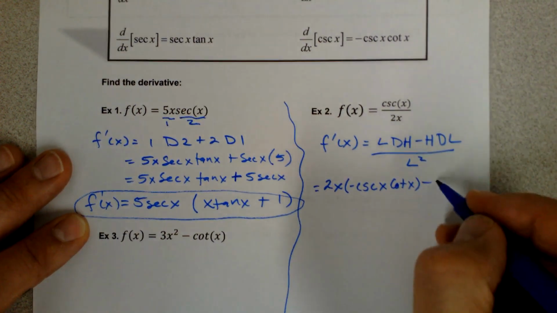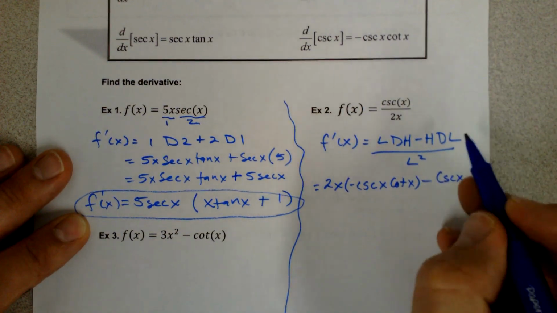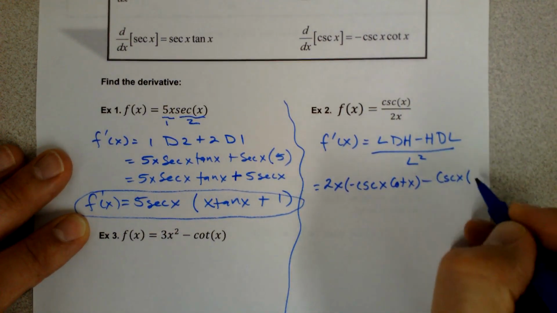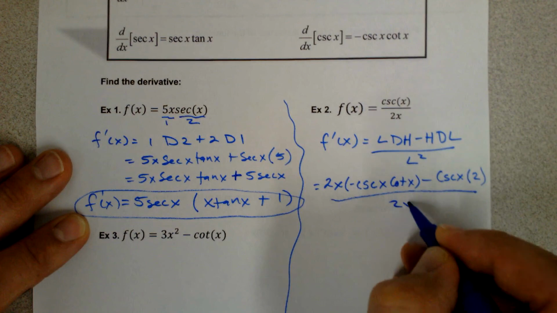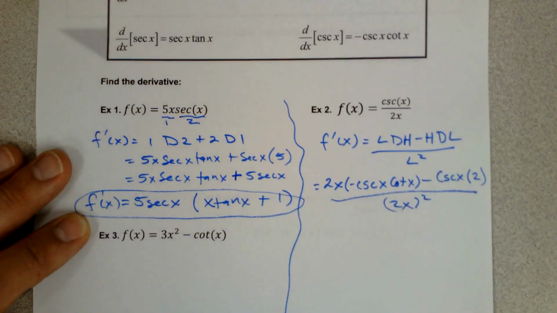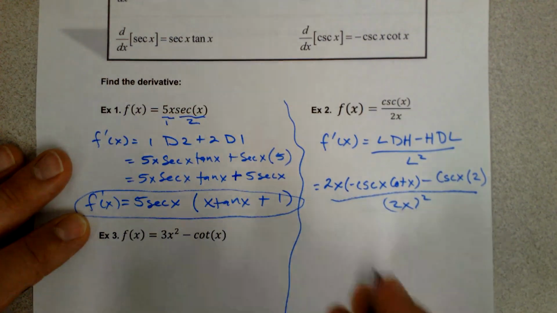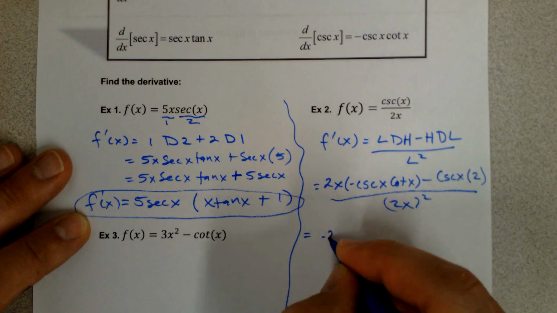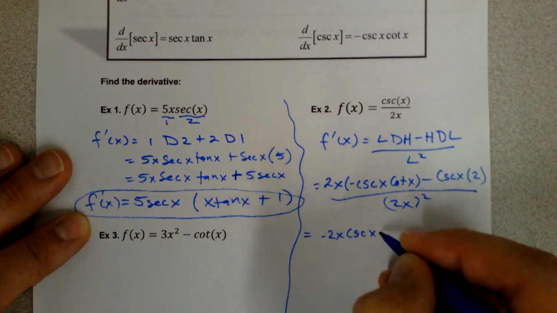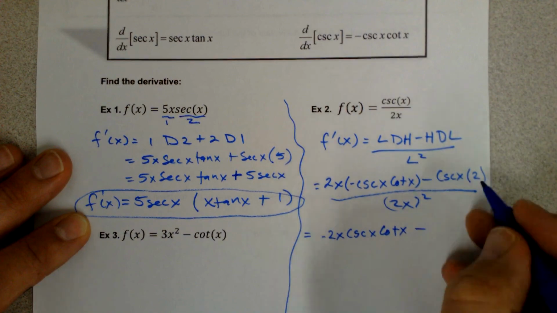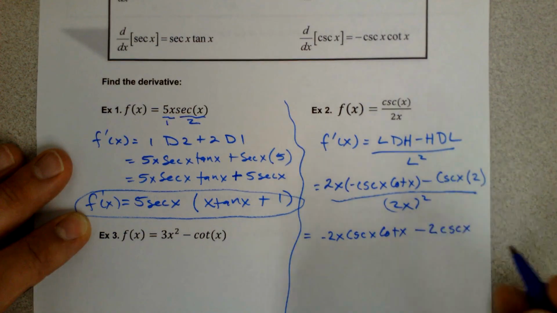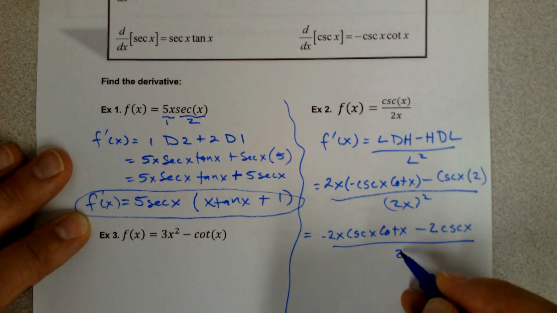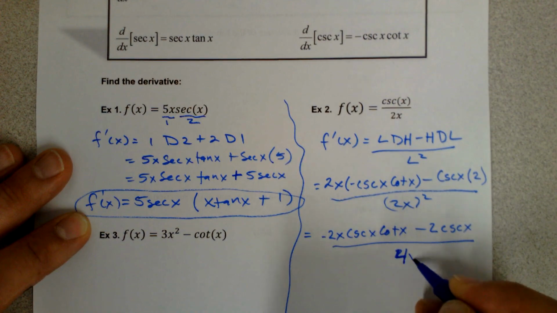Minus the high one, which is cosecant, times the derivative of the low one, which is 2x. The derivative of 2x is just 2. And now that's all over 2x, quantity squared. Make sure you square the 2 and the x, not just the x. So I do a little simplifying on top. This is now negative 2x cosecant of x cotangent of x, and then negative 2 cosecant of x. You just put the 2 out in front. And 2 squared is 4, and then x squared.